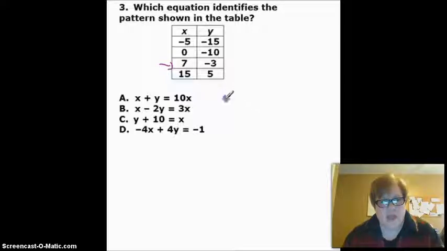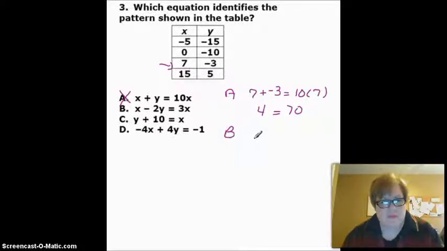So for A, if I substitute 7 and -3, that's going to be 7 plus -3 is equal to 10 times 7. Okay, so 7 plus -3 is going to give me 4. 10 times 7 is going to give me 70, and so quickly I can see A is not going to work. Okay, so I try B.